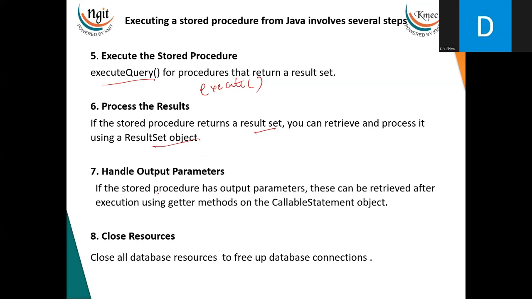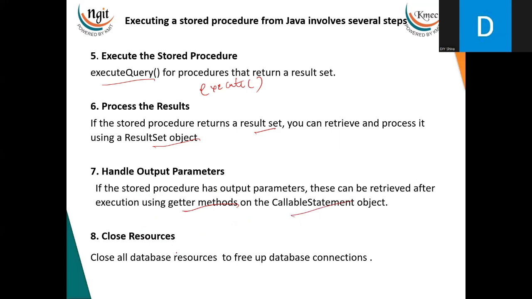Next, coming to the seventh step, which is handle output parameters. That means if the stored procedure has output parameters, this can be retrieved after execution using getter methods on the callable statement object. It says that if the stored procedure has output parameters, then that can be retrieved after the execution by using what? Using these getter methods. On which object? On callable statement object.